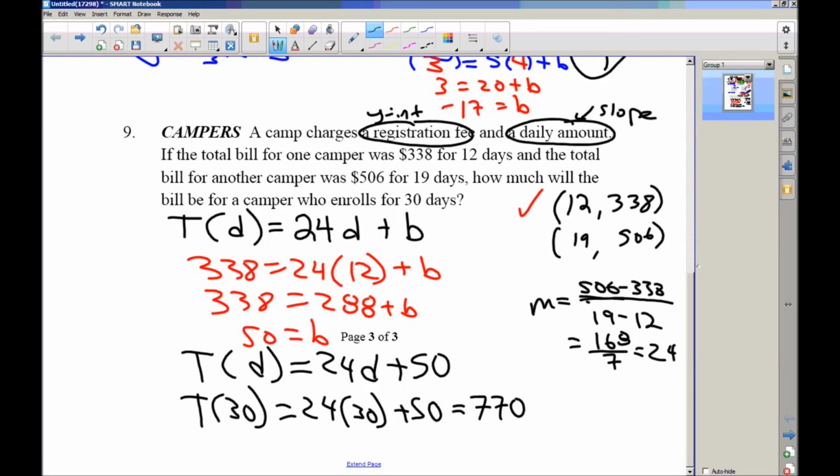So they paid, and I'll write it over here on the side, the camper will pay $770. Okay. All right, this concludes our notes for today.